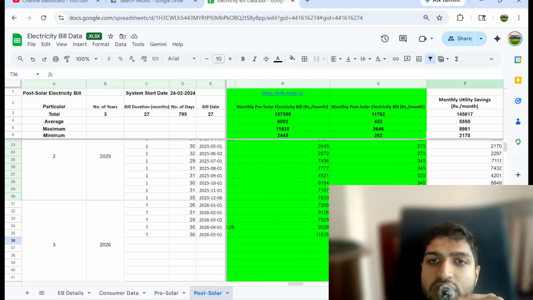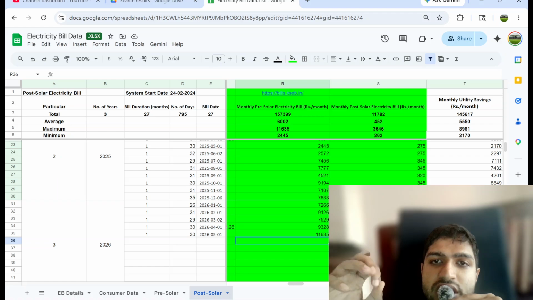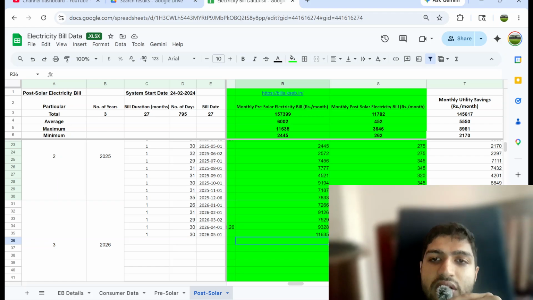Now, I would like to go into the production data, that is, what is the production here? And production is basically the bills, the monthly pre-solar electricity bill that is shown here, and the monthly post-solar electricity bill. The monthly pre-solar bill is calculated from your utility website. After that, the post-solar bill is what you get after installing solar. So I have received an average bill of around 452.